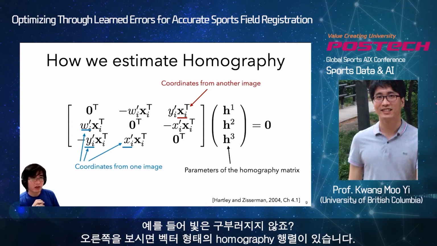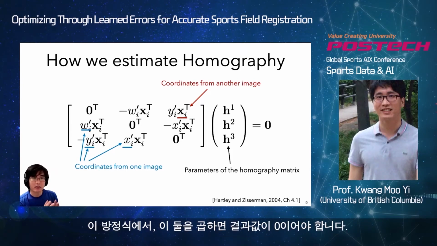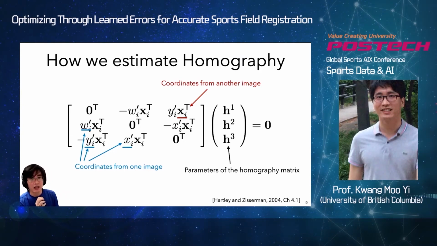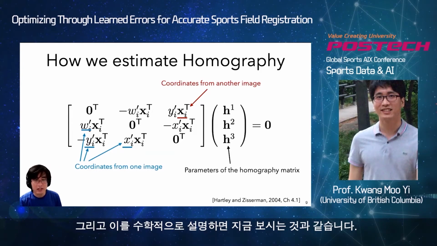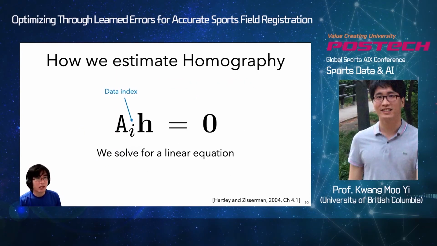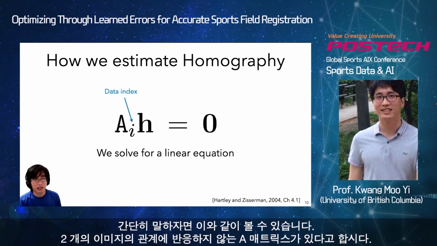And then on the right, you have the parameters of the homography matrix in vector form. The equation becomes that when you multiply these two, you should result in 0. In a nutshell, what this says is that light travels from one image to the other, and they should correspond to the same physical point. And this is how you describe that in terms of math.